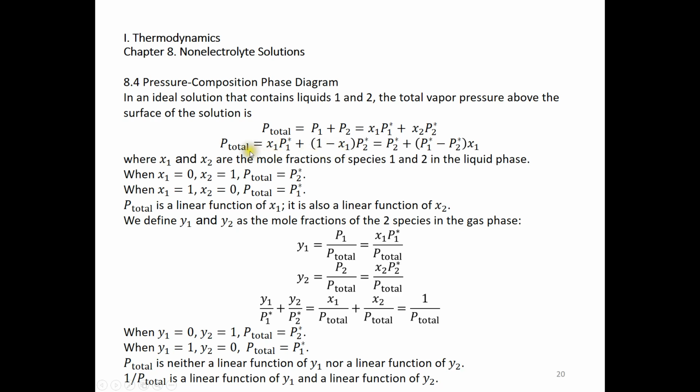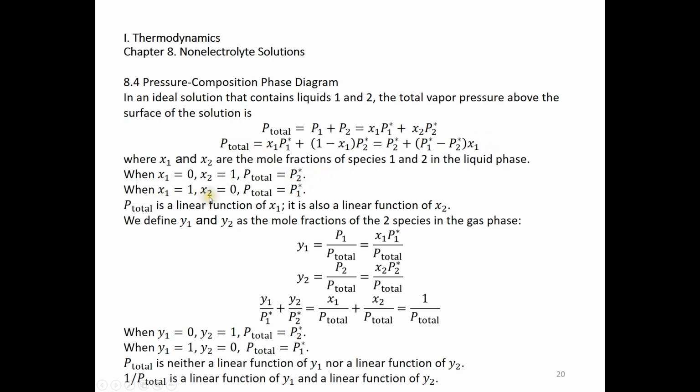Therefore, we can express P total as a linear function of x1 with a slope of P1 star minus P2 star. Of course, P total can also be expressed as a linear equation of x2. x1 and x2 again are mole fractions of liquids 1 and 2 in the solution. When x1 is 0, x2 is 1. Then P total is P2 star. Just by looking at this, plugging 0 here, P total is P2 star. That makes sense because we have pure liquid 2 in this case.